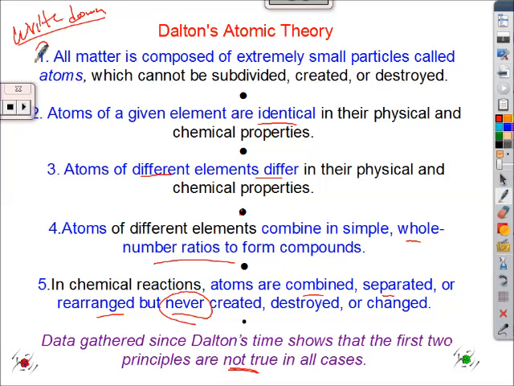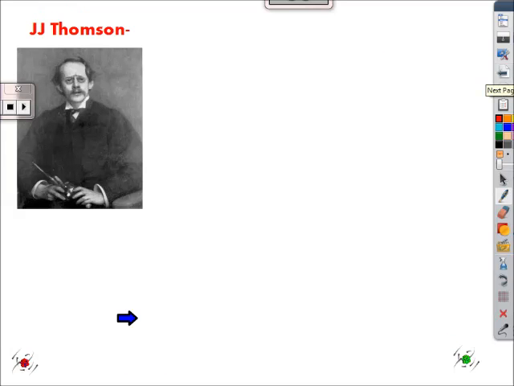We'll find out that this one and this one sometimes change. Atoms can actually be broken down into smaller pieces, but they're not the same element anymore. And atoms are not completely identical, something called isotopes that we'll talk about later next week.